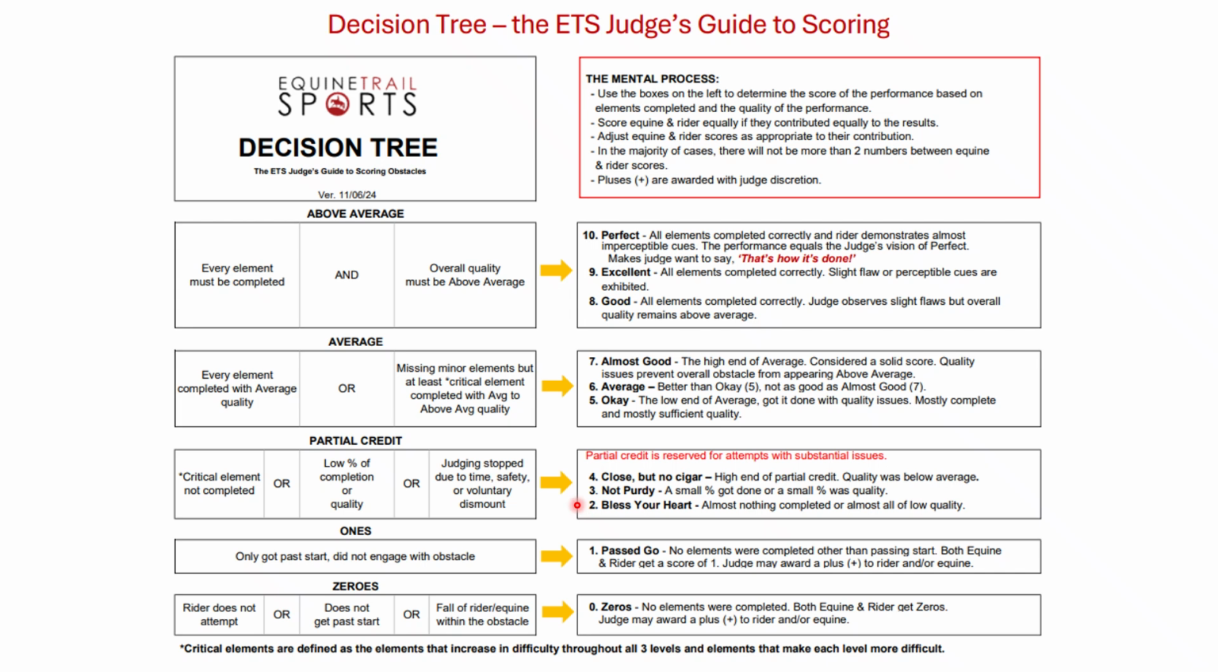A 2, bless your heart. Almost nothing completed or almost all of it was low quality. So if they got past go and touched the obstacle, they would have a score of 2-2 for engaging with the obstacle. Moving down to ones.